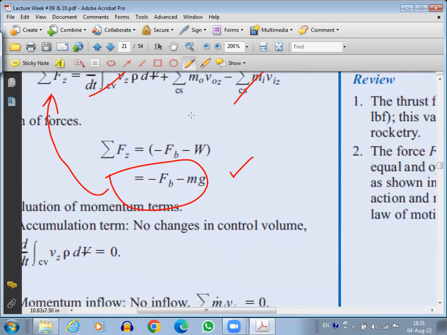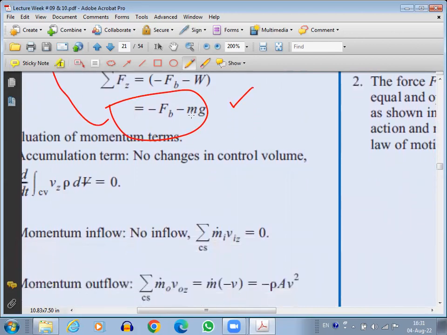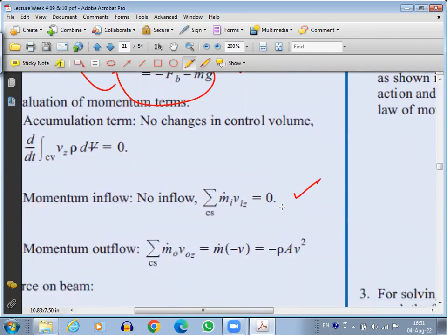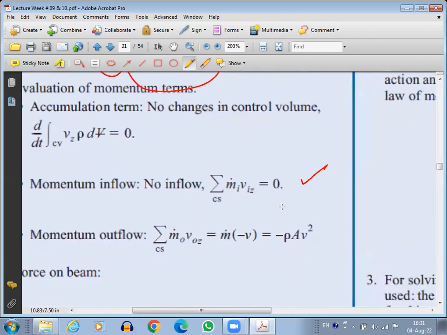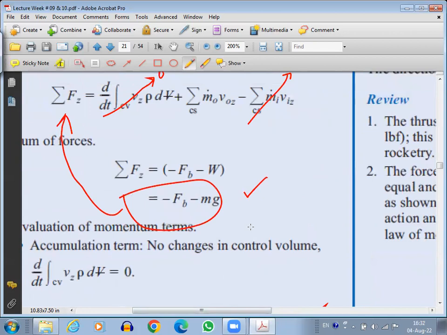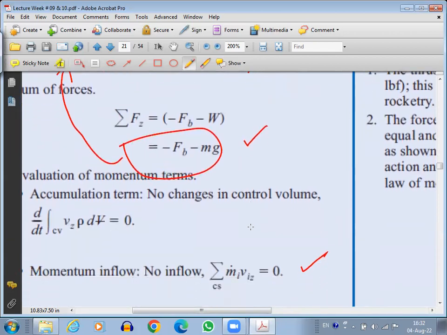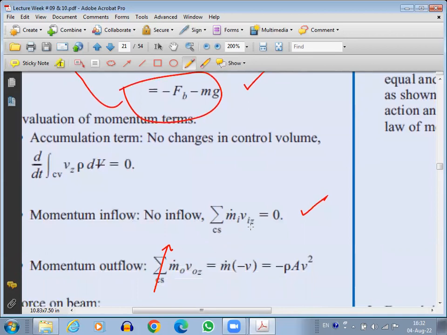Now let's discuss this term, the momentum going out of the control volume. Inlet is 0, that is clear. For outlet, there is some concept that you need to understand. It's written summation m dot outlet v outlet in the z direction, right? First of all, the summation sign will go because we have only one outlet. We don't have more than one outlet. So the summation sign will go.